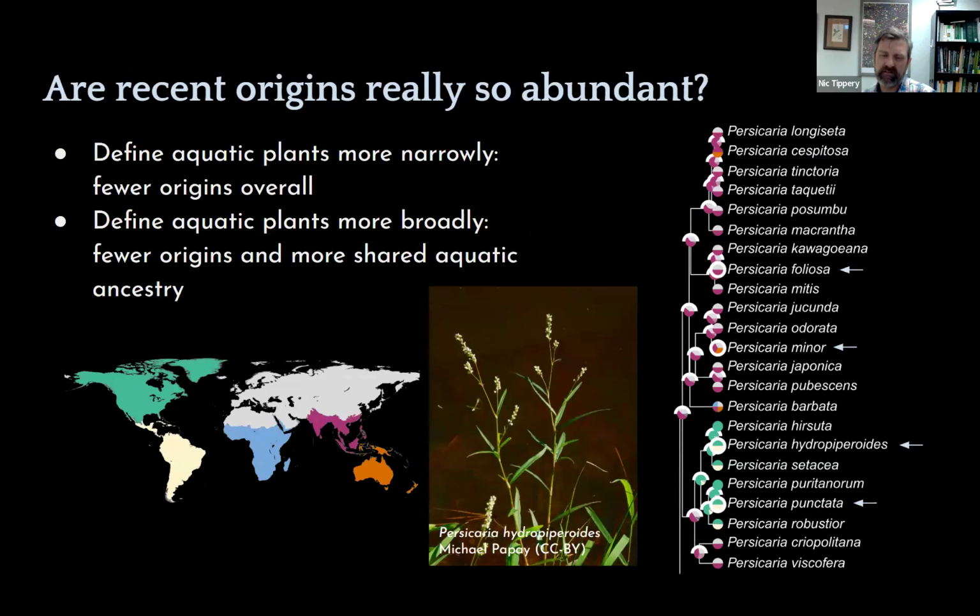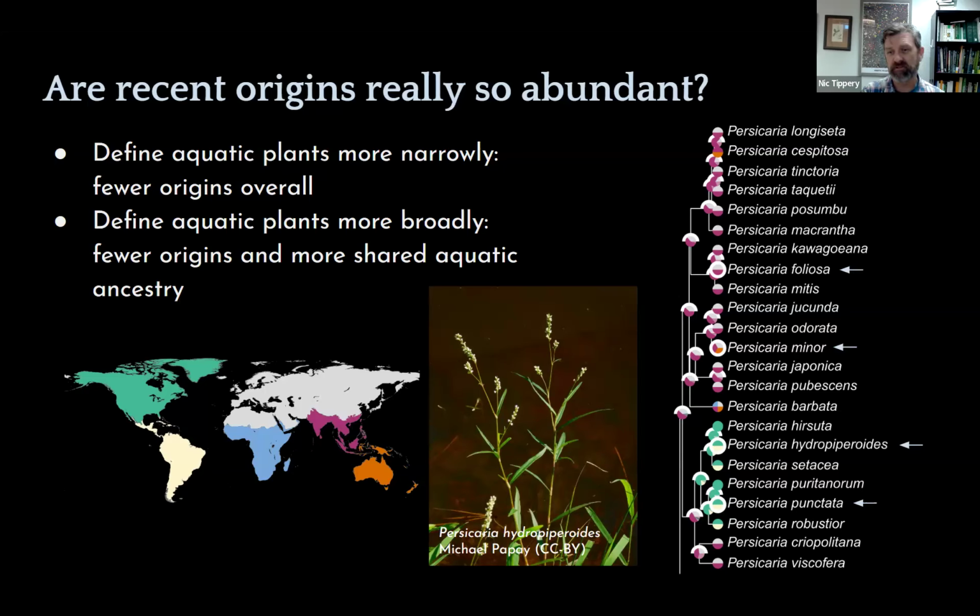I think this might, it's kind of up in the air. It might be an artifact of how we define these aquatic plants. So having lots of independent origins at the present could be that we're allowing only a few of these species to be aquatic, and maybe more of them really should be considered aquatic by this definition. This is an example. The genus Persicaria are commonly lots of wetland plants. And so where do you draw the line of a wetland plant or an aquatic plant?